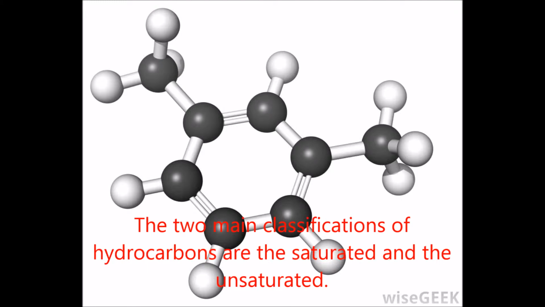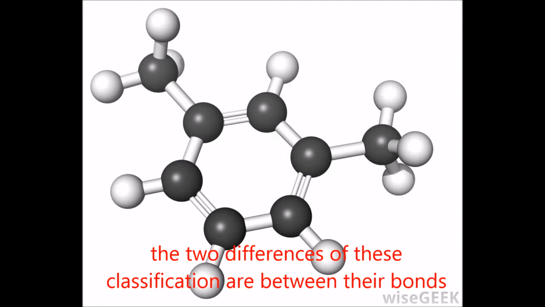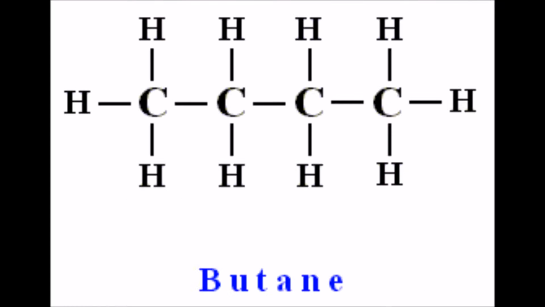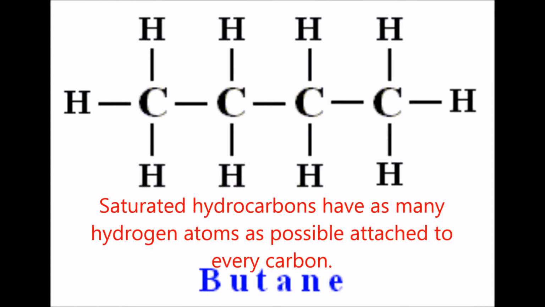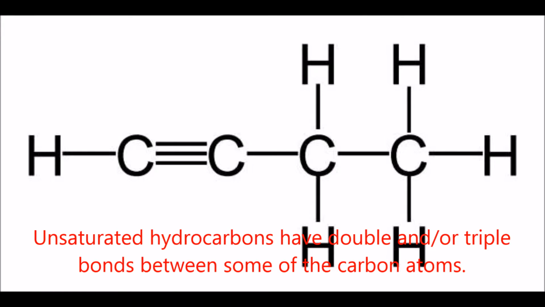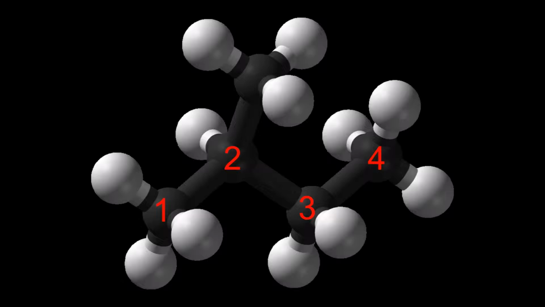The two main classifications of hydrocarbons are the saturated and the unsaturated. The difference between these classifications is in their bonds. The saturated hydrocarbons have as many hydrogen atoms as possible attached to every carbon, and the unsaturated hydrocarbons have double and/or triple bonds between some of the carbon atoms.